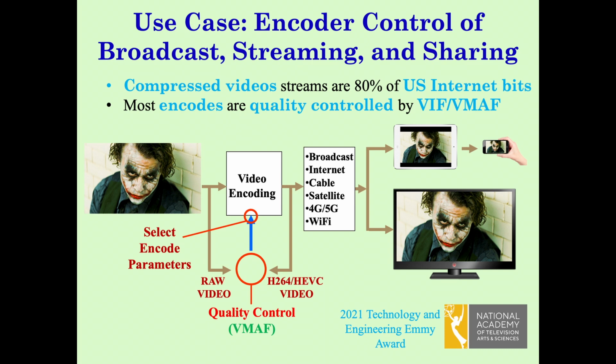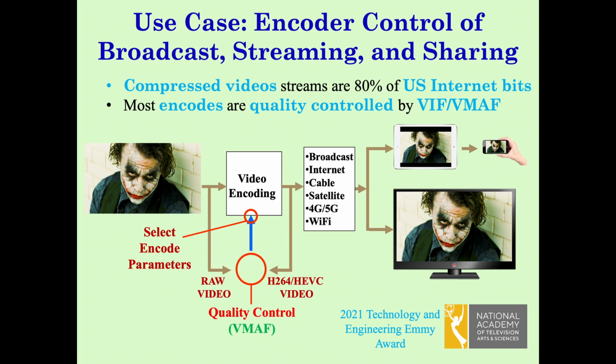Okay. So the biggest application scenario for this, of course, is in quality control of compression. We've got content, high quality in this case. We want to compress it, typically using HEVC, H.264, whatever. We compare the raw and the original by perceptually optimizing the encode parameters.